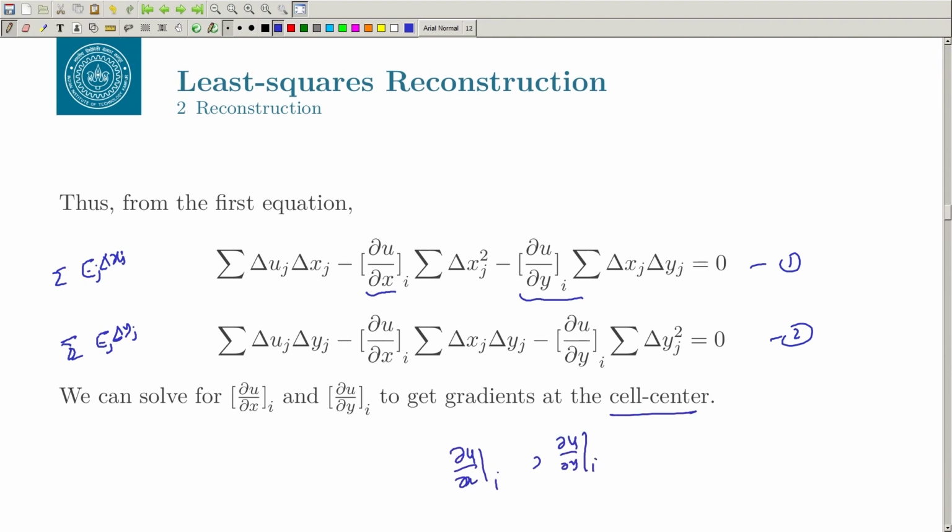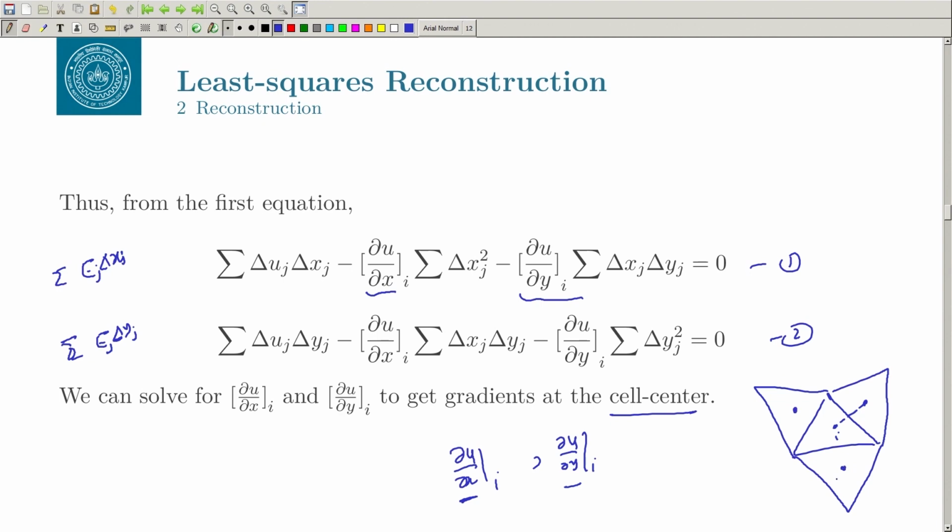So, what we did exactly here is that for a given cell we considered its neighbors, and we estimated what the gradient would be from this cell center to its neighbors, calculated the error, and found out what the gradient with respect to x and y should be, so that the estimated value is as close to the actual value as possible in the neighboring cells.